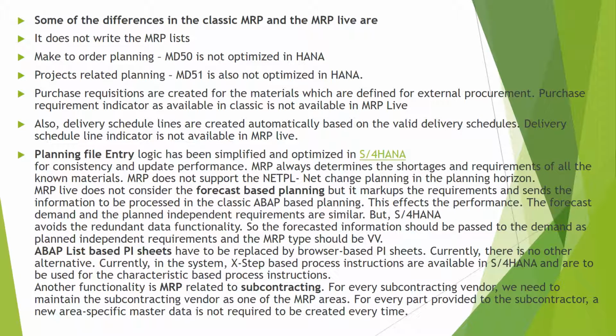So some differences between classical MRP and MRP Live: it does not write the MRP list in MRP Live, and make to order planning, that is MD50, is not optimized in HANA, and project related planning MD51 is not optimized in HANA. Purchase requisitions are created for the materials which are defined for external procurement. The purchase requirement indicator available in classic is not available in MRP Live.